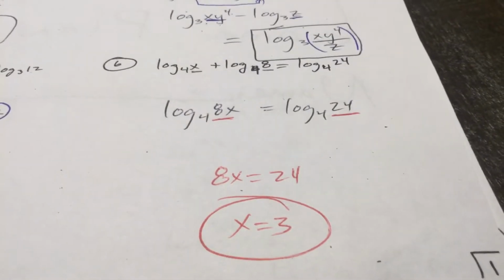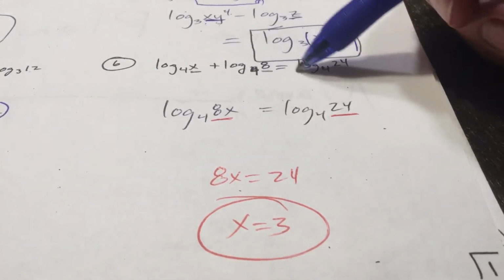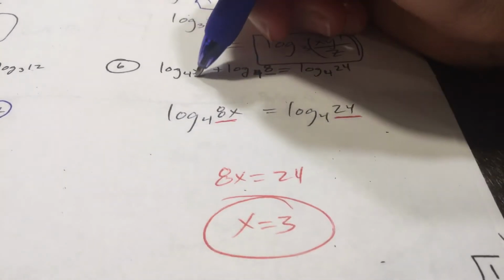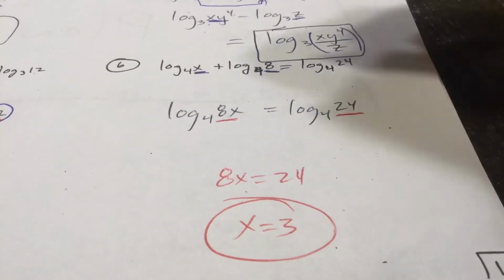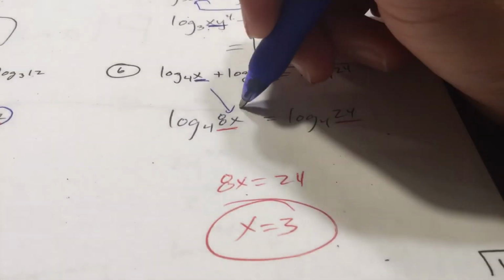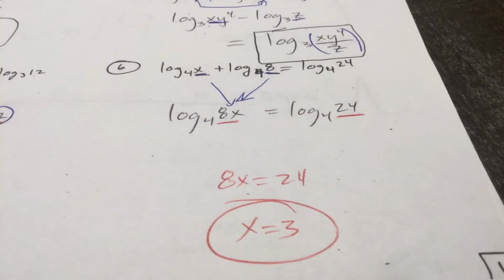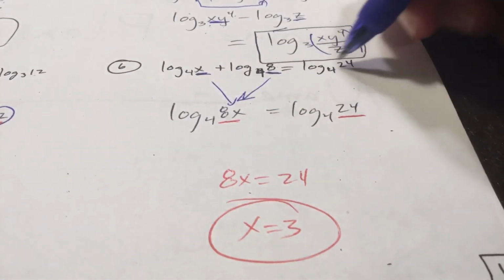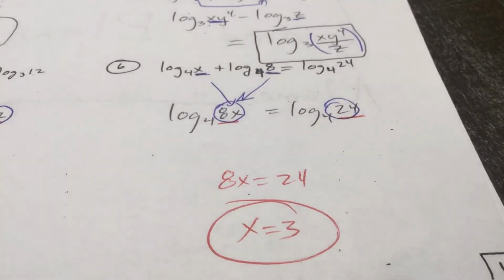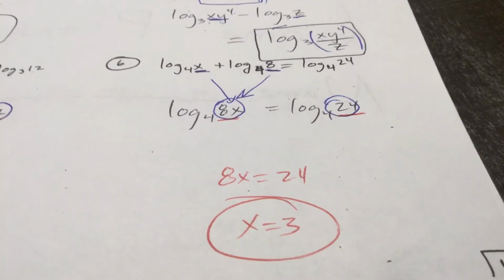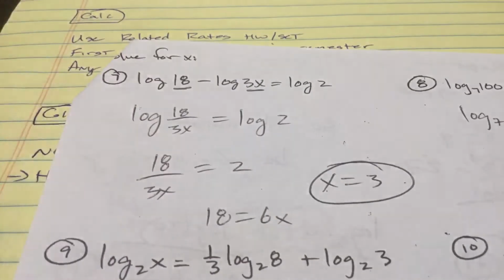Same type of thing here. It's not going to be x plus 8 equals 24. Log base 4 of x plus log base 4 of 8, that is the product property. It's log base 4 of 8x equals log base 4 of 24. That means 8x has got to be equal to 24. x is 3. All right, and then we got some more on the second page with exactly that.